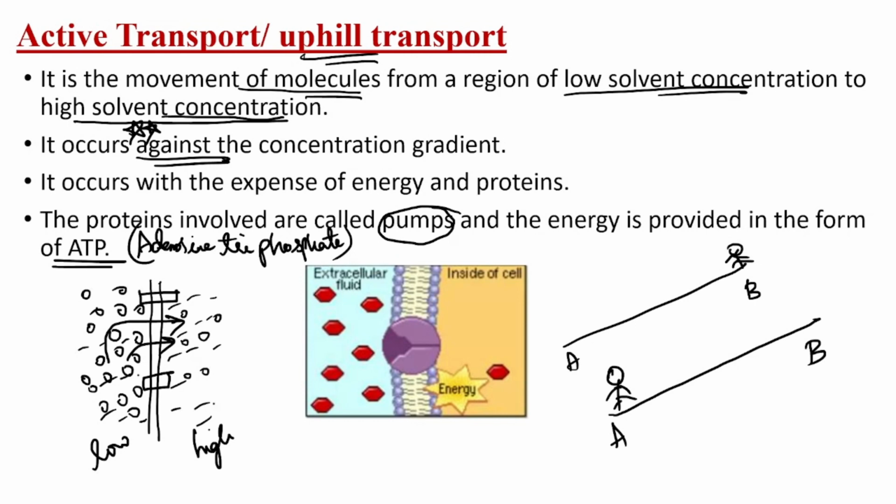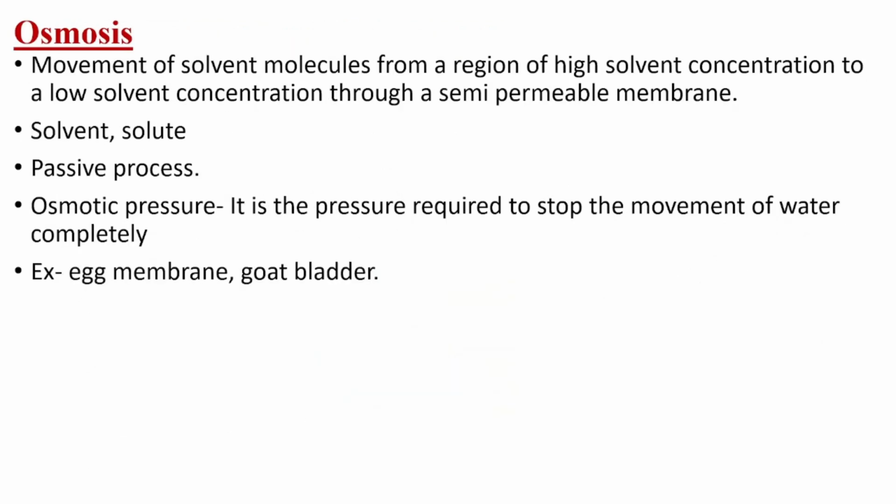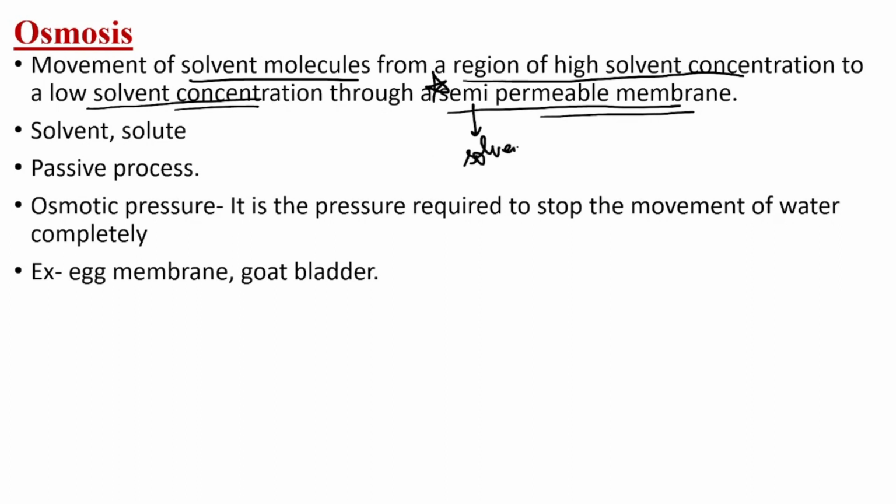So this is called active transport or uphill transport. Now let's talk about osmosis. What is osmosis? It is movement of solvent molecules from a region of high solvent concentration to a region of low solvent concentration through a semi-permeable membrane. If you remember, in the beginning of this lecture, I told you what actually is a semi-permeable membrane: a membrane which only allows solvent molecules through it and does not allow solute particles.